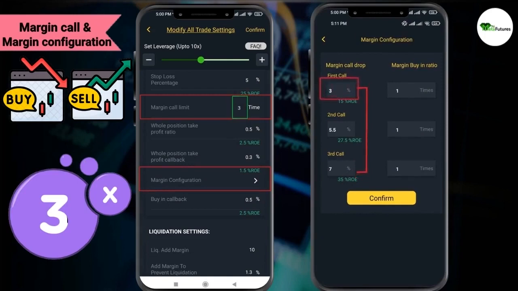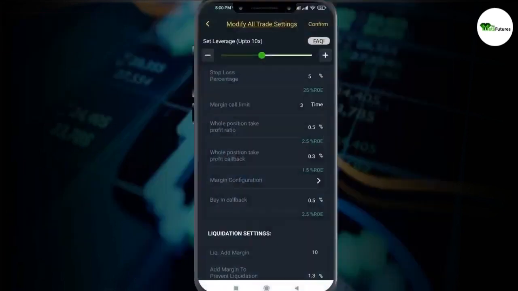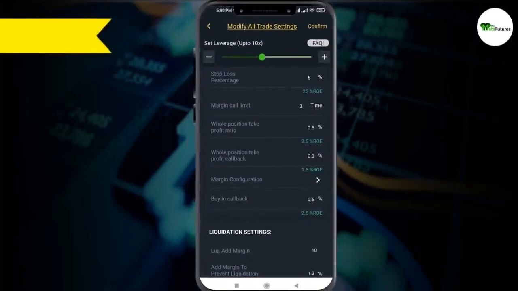Whenever the trade comes down by 3%, then the first call will hit and the bot will buy or sell the trade once. So when the trade comes down by 5.5%, then the second call will hit and the bot will buy or sell the trade once. So when the trade comes down by 7%, then the third call will hit and the bot will buy or sell the trade once.